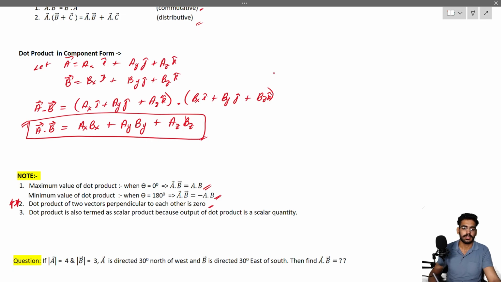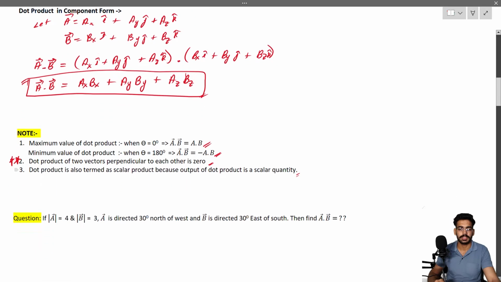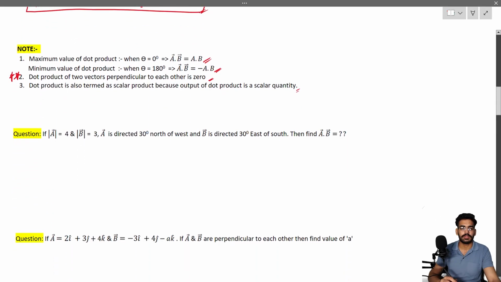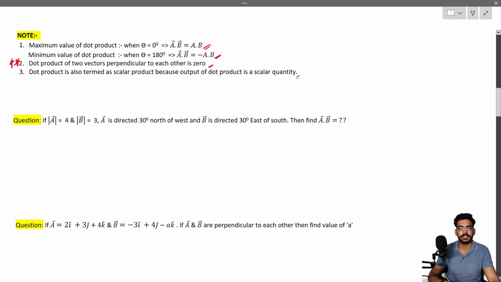Next, the dot product is always termed the scalar product because the output of the dot product is a scalar quantity. I already told this. I hope this is clear. Now, if a vector equals 4 and b vector equals 3, a is directed 30 degree north of west and b is directed 30 degree east of south, then a vector dot b vector will be equal to what? Now you have to define the directions first.